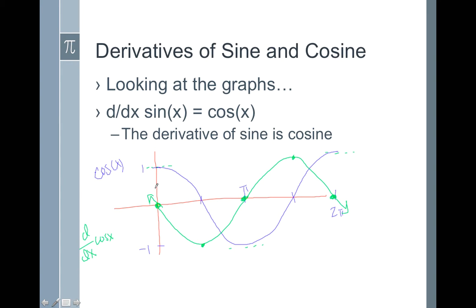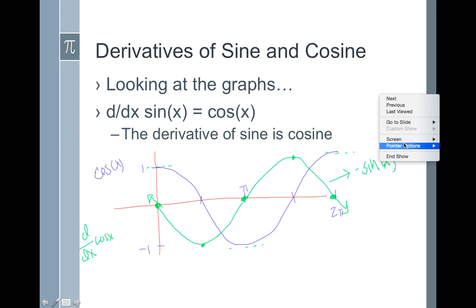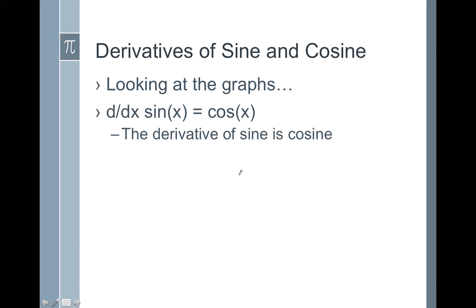We get what looks like a sine function, only something's wrong. Sine usually goes up and back down, but in this case it goes down first, back up, which just means it's the opposite of sine of x, which tells us that the derivative of cosine is negative sine.